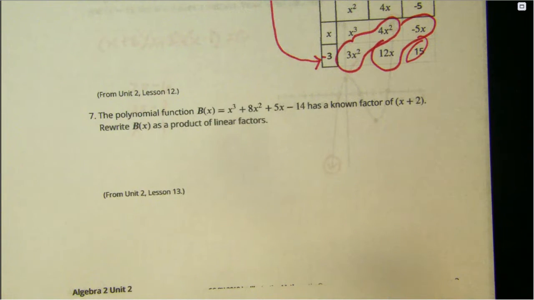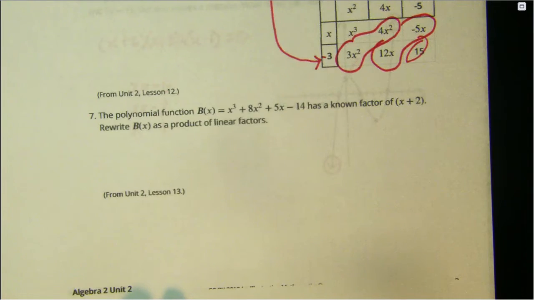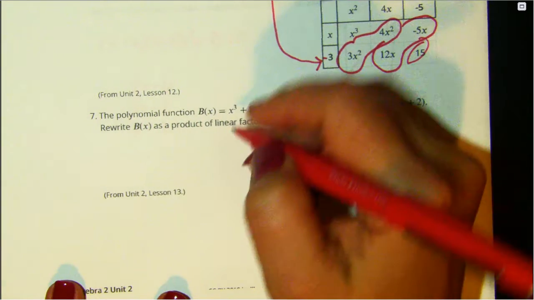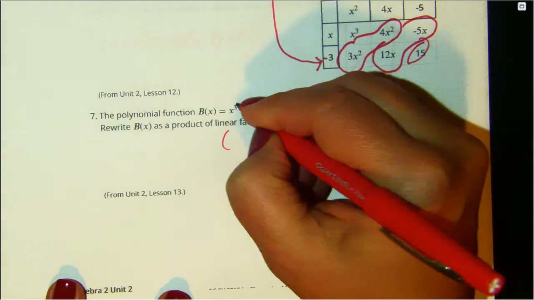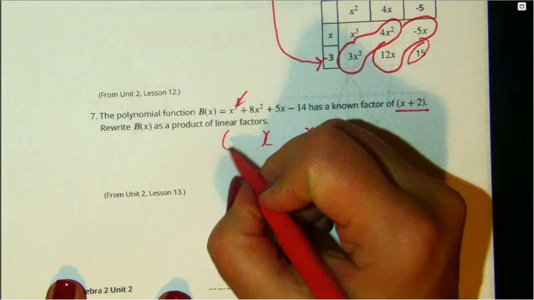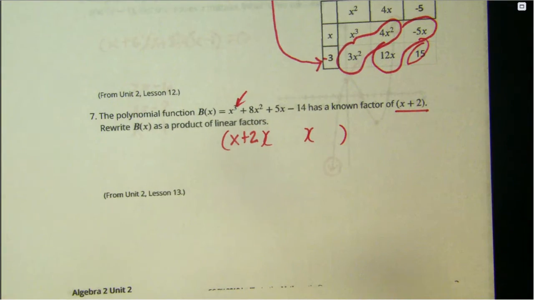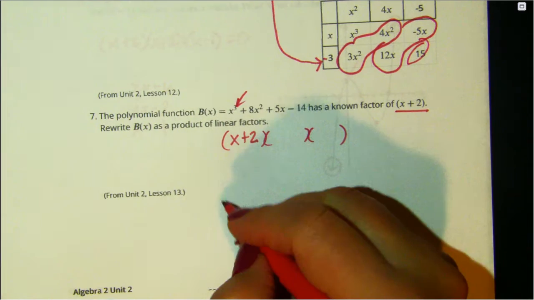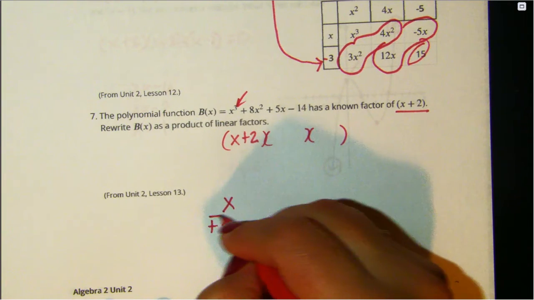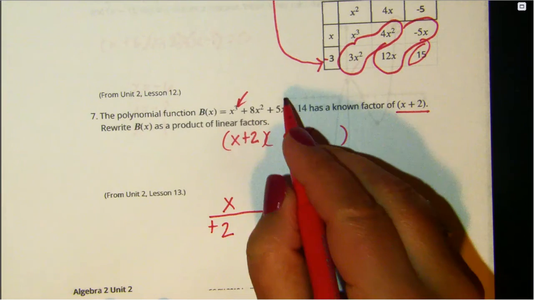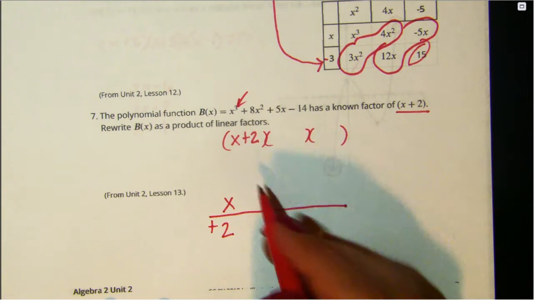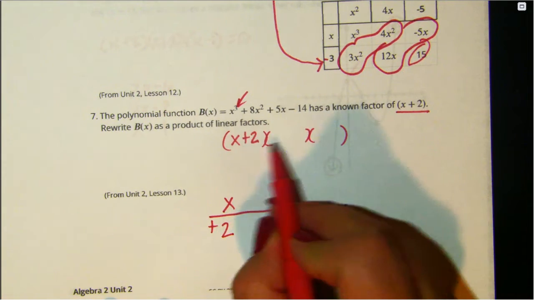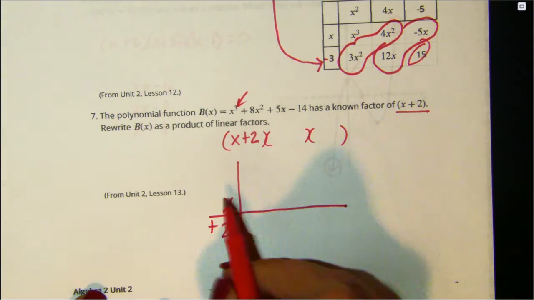Number 7. The polynomial b of x has a known factor at x plus 2. Rewrite as a product of linear factors. Focus. All right, 1, 2, 3. Third degree. They gave you one of them, x plus 2. I'm going to work backwards to find the other 2. Backwards is dividing. Last quiz, you multiplied these 3 to give me this. This test, you're going to divide to tell me what the 3 factors were.